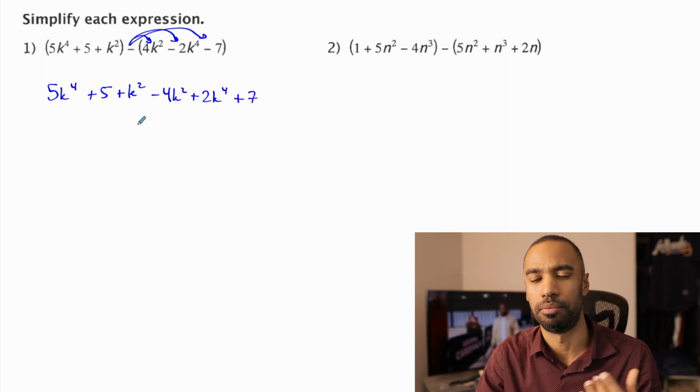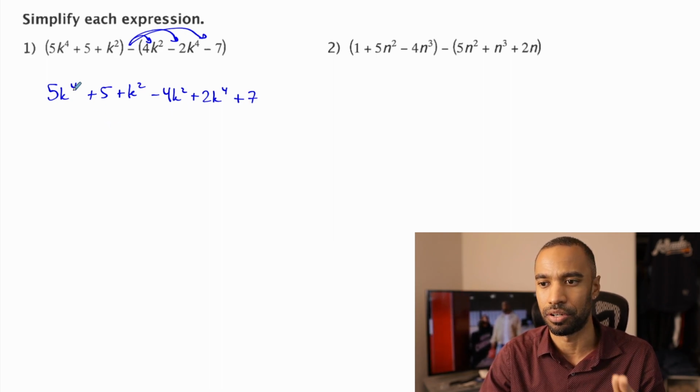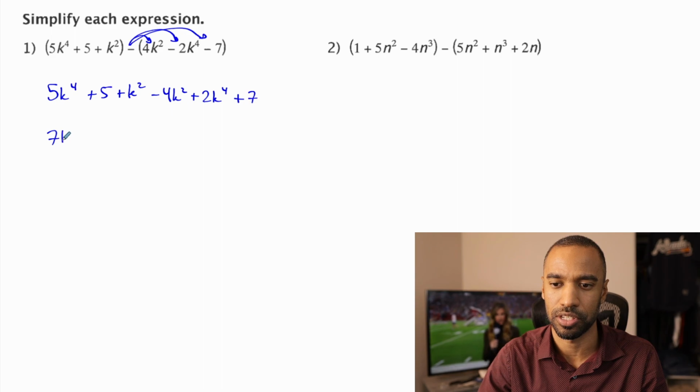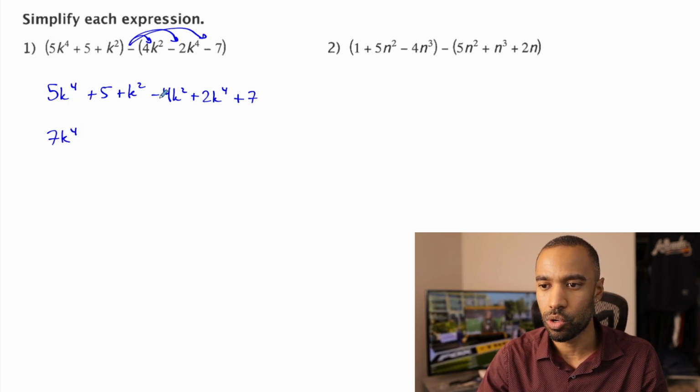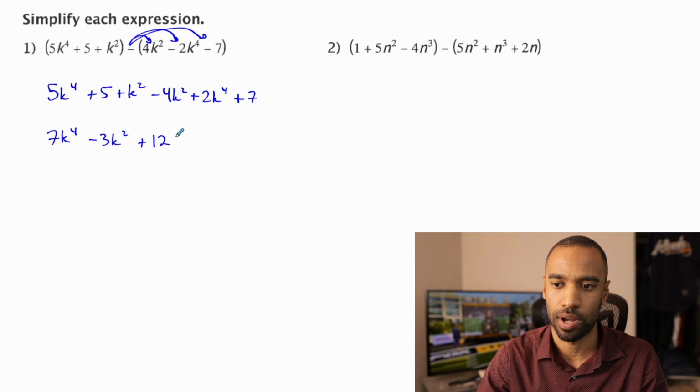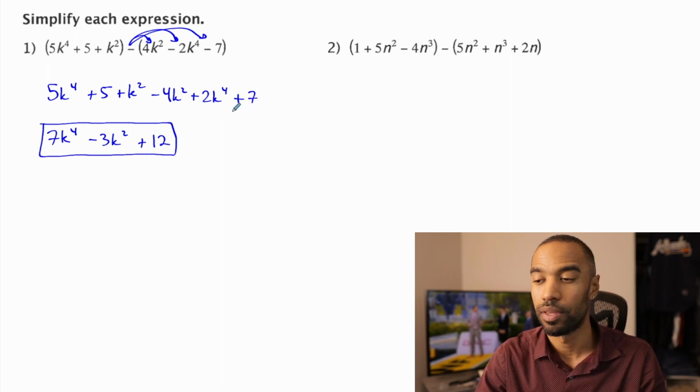So now we combine like terms, and like I said, I want to get things in standard form. I have 5k to the fourth here, plus 2k to the fourth here. That'll give us 7k to the fourth power. I have k squared minus 4k squared is negative 3k squared, and that leaves us with the constants of 5 plus 7, which is 12. That is in proper standard form here, degree 4, 2, and 0, and we are good.